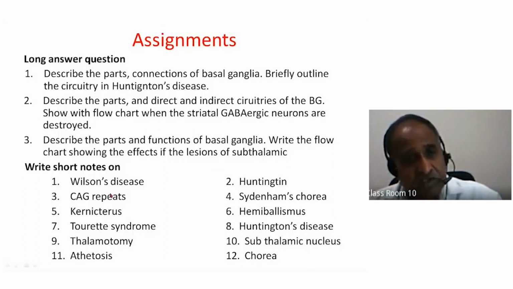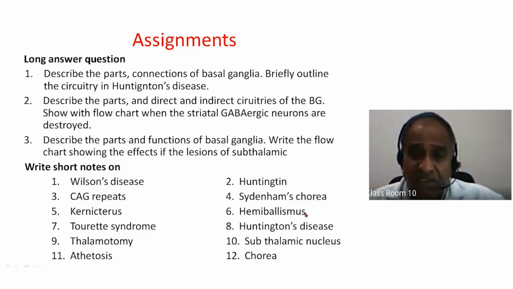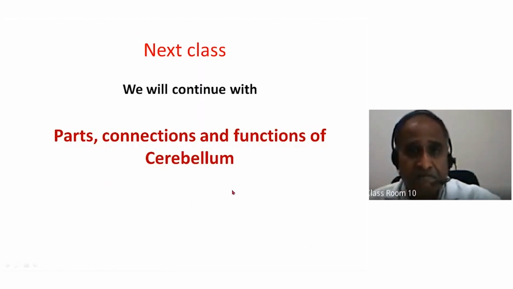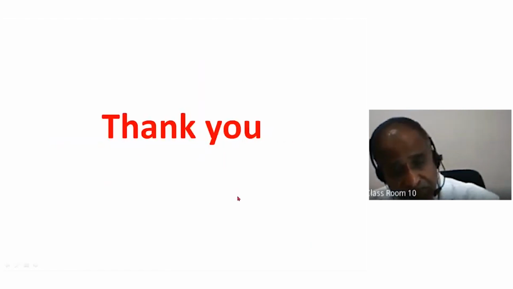Then write notes on Wilson's disease, CAG repeats, kernicterus, Tourette syndrome or tic, thalamotomy, athetosis, Huntington disease, Sydenham's chorea, hemiballismus, subthalamic nucleus, chorea. In the next class, I will be starting with the cerebellum. I will discuss the parts, connections, and functions of the cerebellum. Okay, thank you.